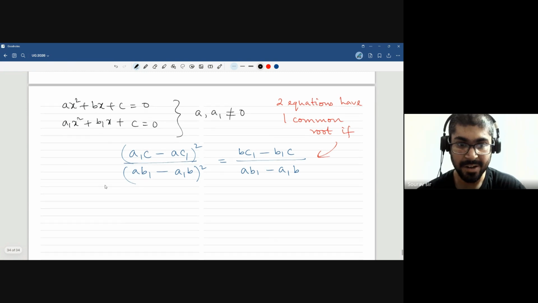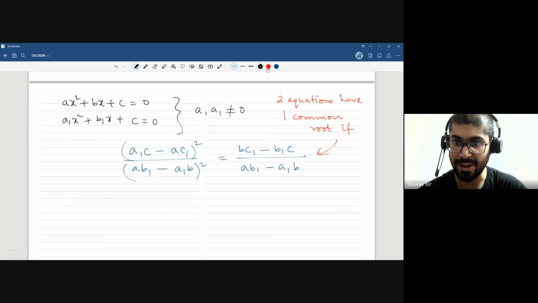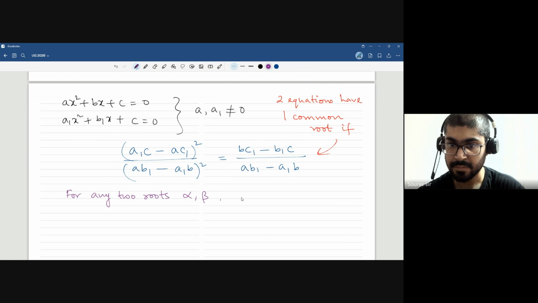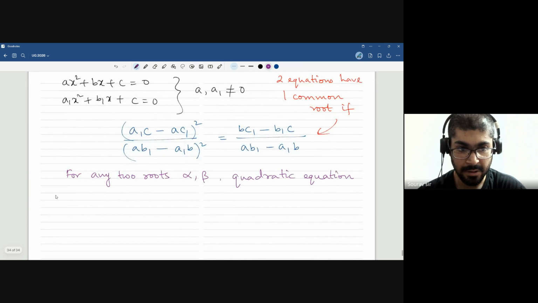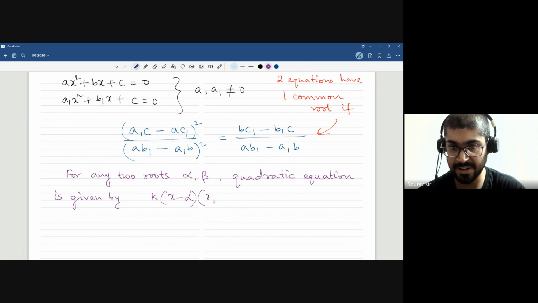Yes, that's it. I hope you know this, everyone. For any two roots alpha and beta, the quadratic equation is given by k into x minus alpha into x minus beta. Are all of you aware of this?